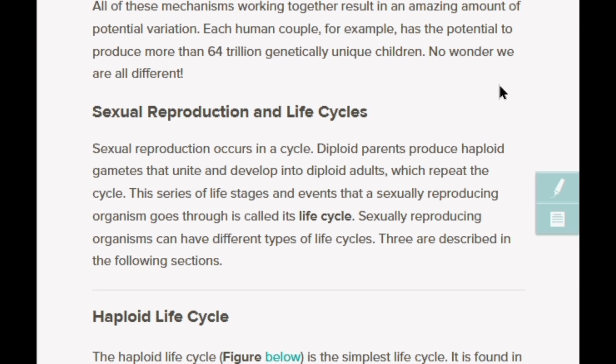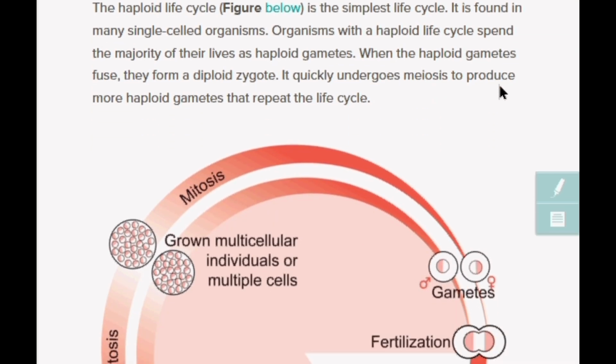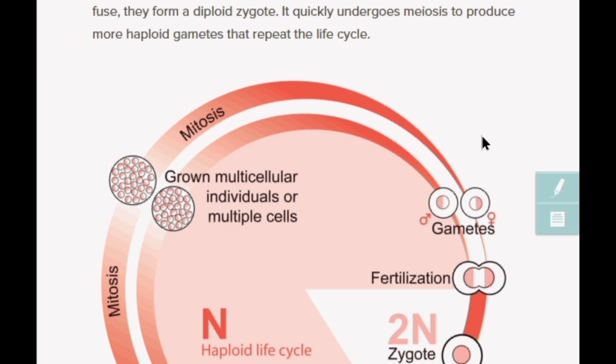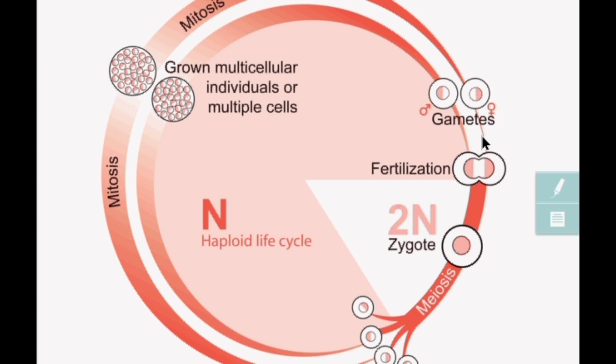Sexually reproducing organisms can have different types of life cycles. 3 are described in the following sections. Haploid life cycle. The haploid life cycle, figure below, is the simplest life cycle. It is found in many single-celled organisms. Organisms with a haploid life cycle spend the majority of their lives as haploid gametes. When the haploid gametes fuse, they form a diploid zygote. It quickly undergoes meiosis to produce more haploid gametes that repeat the life cycle. Figure 9. Haploid life cycle. The letter N indicates haploid stages of the life cycles, and 2N indicates diploid stages.